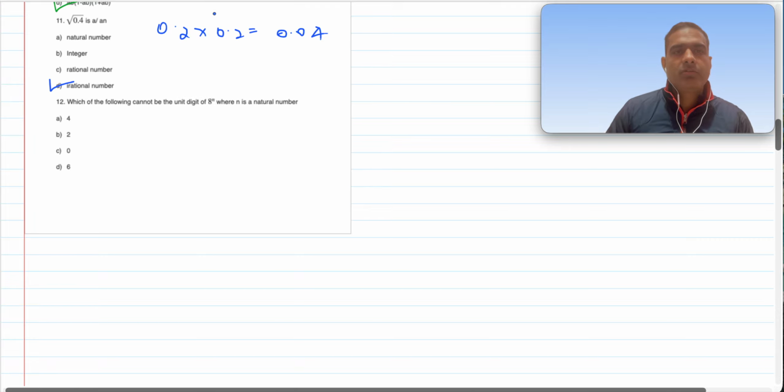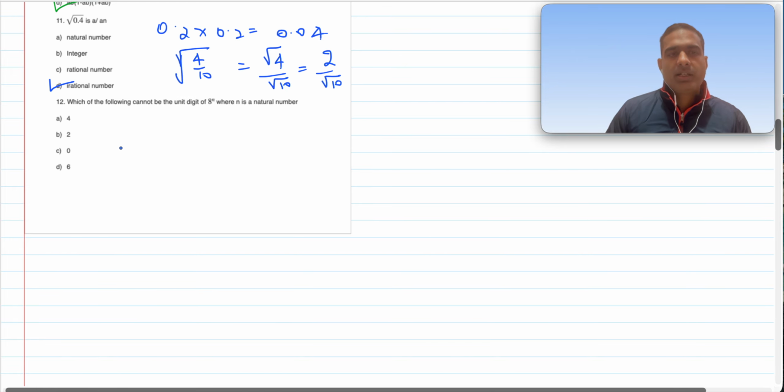And if you want to look, so I can write 0.4 as 4 over 10. So that will be square root of 4 over square root of 10, that is 2 over square root of 10, and that will be an irrational number.